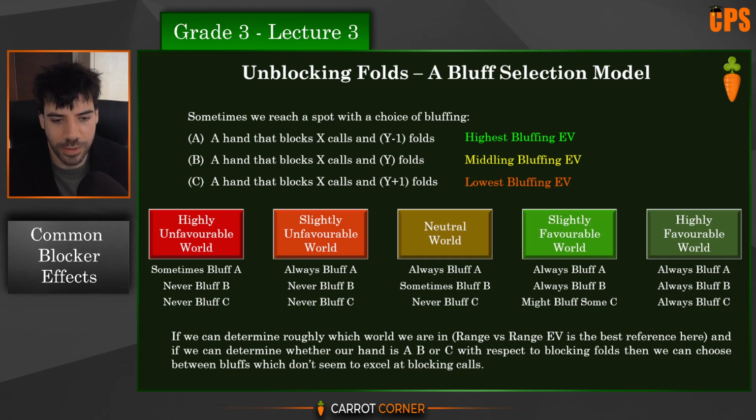And if we can determine whether our hand is A, B or C with respect to blocking folds, that's the Y factor, then we can choose between bluffs which don't seem to excel in any obvious way at blocking calls. All too often, a student will say, I don't block his calling range, and give up there, but sometimes a hand that's especially good at unblocking folds is a profitable and mandatory bluff in many of these worlds, as long as it's not highly unfavourable.